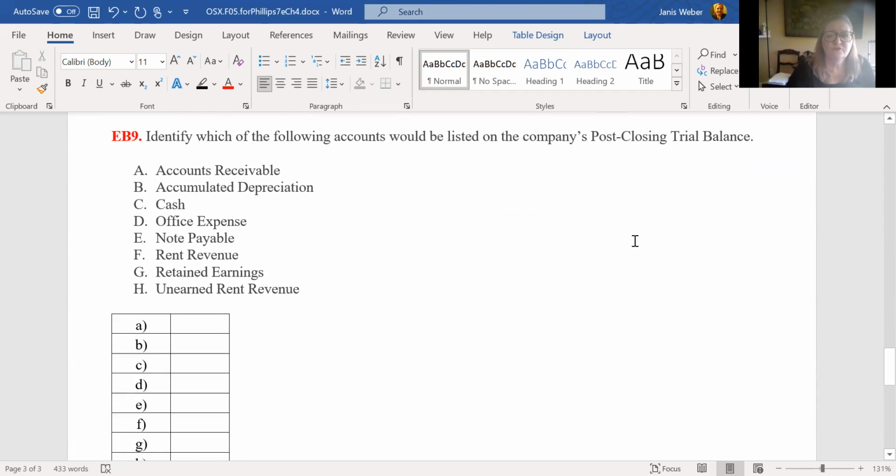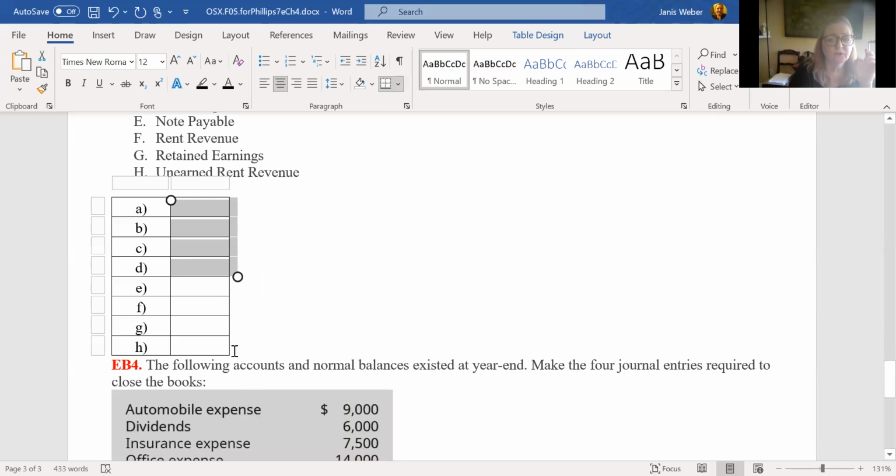All right, identify which of the following accounts will be listed on the company's post-closing trial balance. So this is after the close, which ones would still survive. So when you think about which ones close, you know that all the balance sheet accounts are going to survive, and only the revenue, expense, and dividends are going to disappear. A through H.